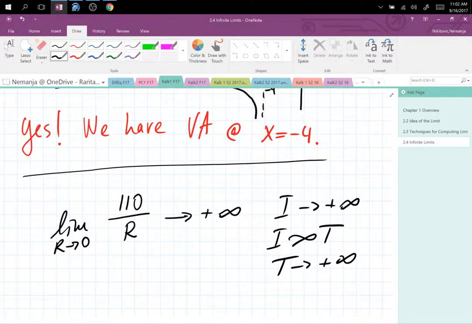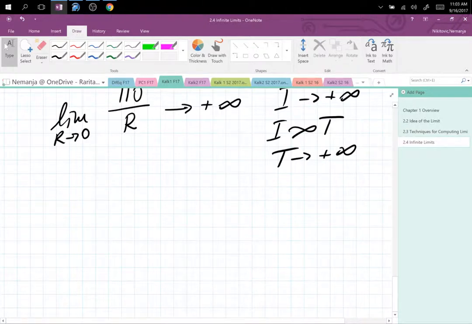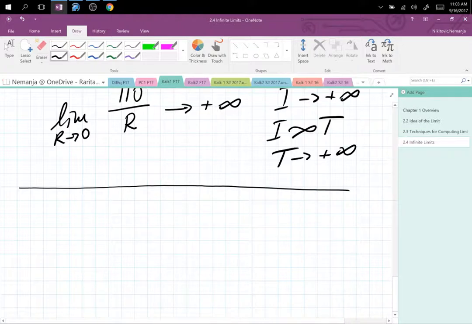Quick question about that last one. Since they go in separate directions, an overall limit would not exist? That's true, but we don't care. Okay. Because the vertical asymptote requires for one of the one-sided limits to be infinity. You also have functions like e to the x, ln x, that would have only one-sided approach to consider.